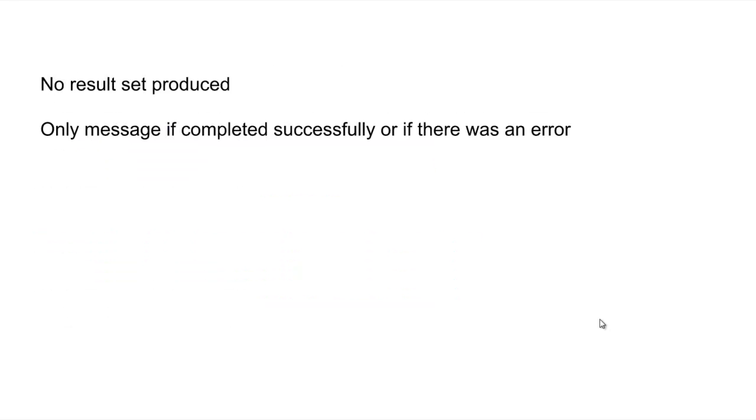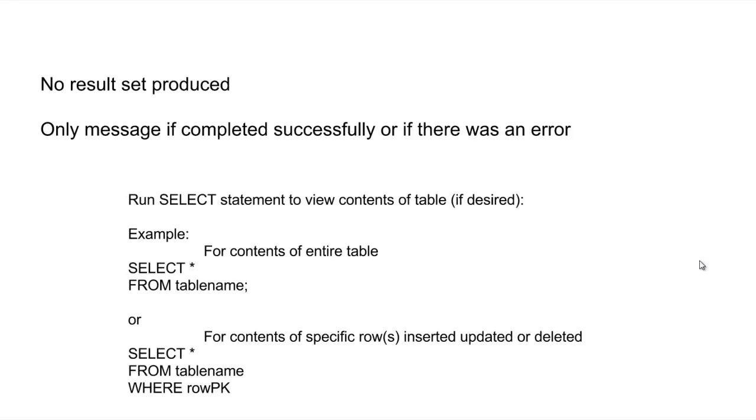Keep in mind when you're doing these statements that no result set is produced, because you're only making changes to the data inside. Only a message, whether it completed successfully or there's an error, will appear when you run it. So running a select statement to view the contents of the table is necessary if you want to see what changes have been made. For example, to get the results of the entire table, just do select star from the table name. Or more importantly, if you want to check what was made to a specific entity, select star from table name where the row-specific PK.